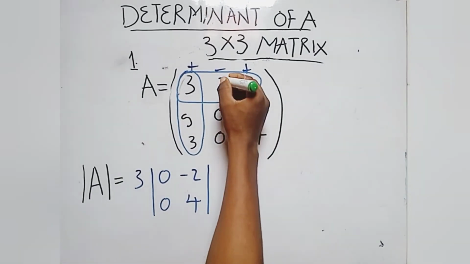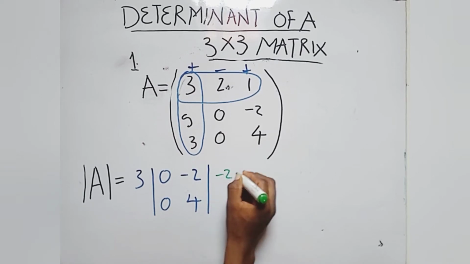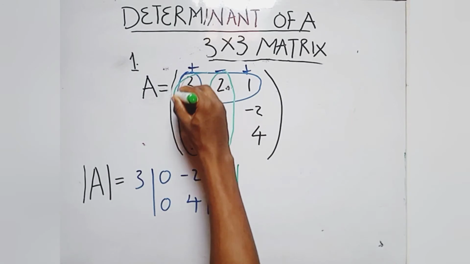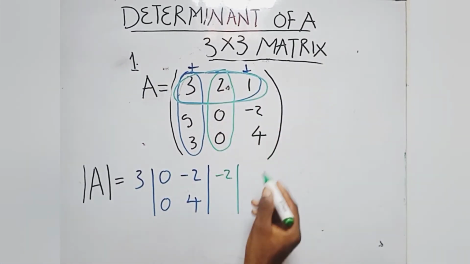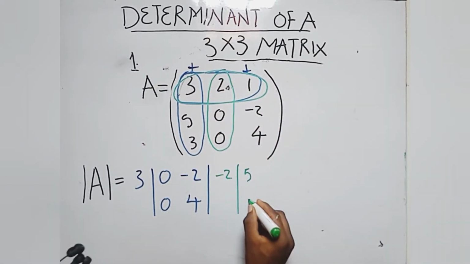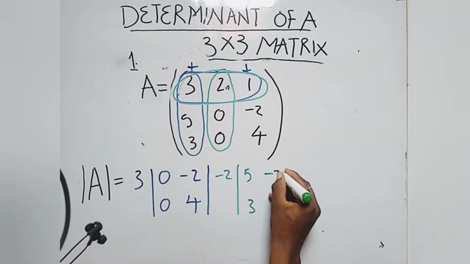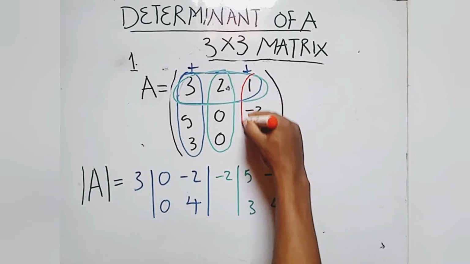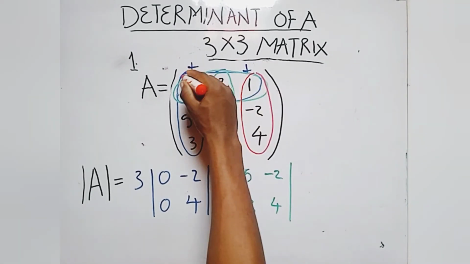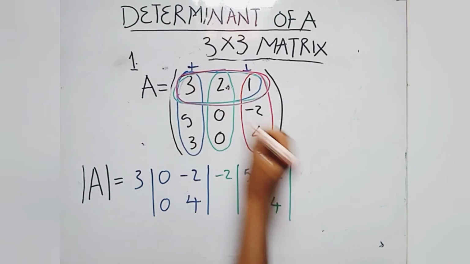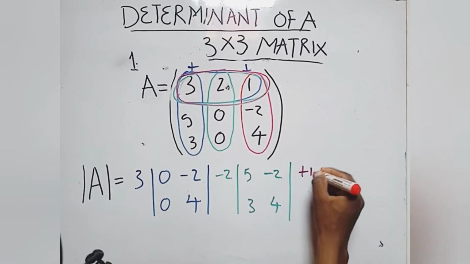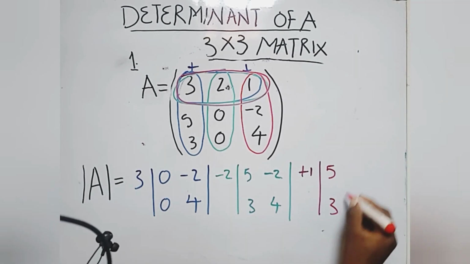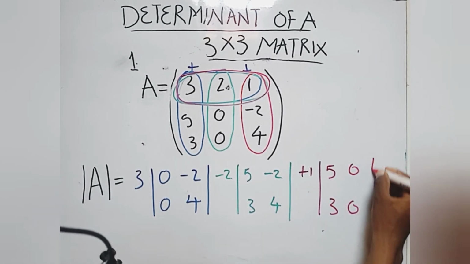For the second element, we have 2, cross out its column, cross out its row. We'll be having the uncrossed elements to be 5, negative 2, 3, 4. The last element, which is 1, cross out its row and column. So for 1, we'll be having 5, 0, 3, 0.